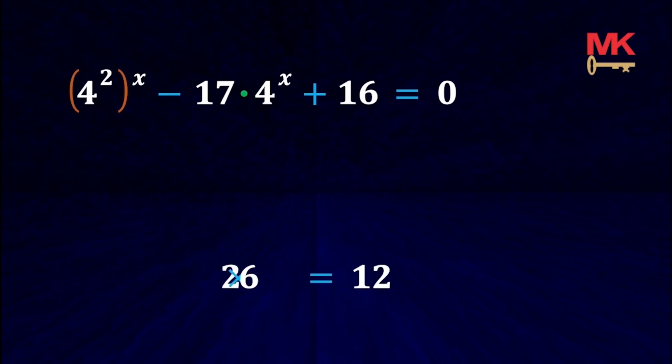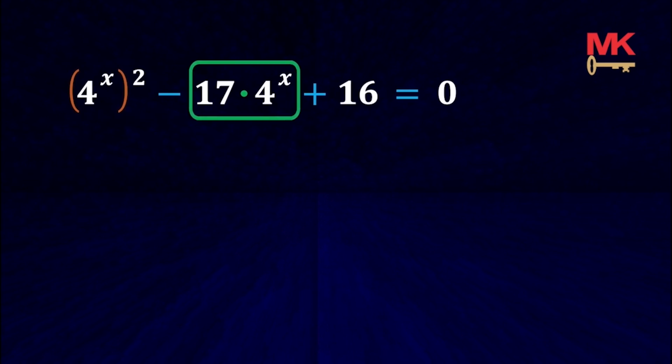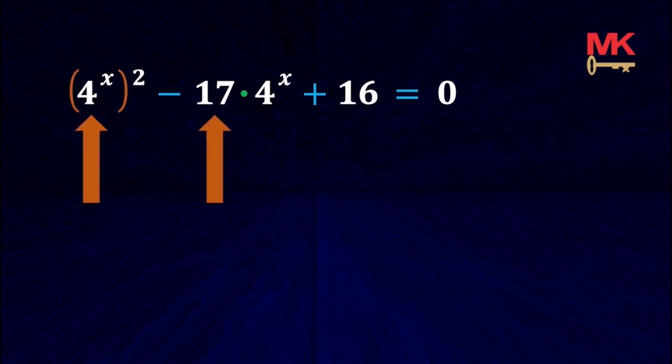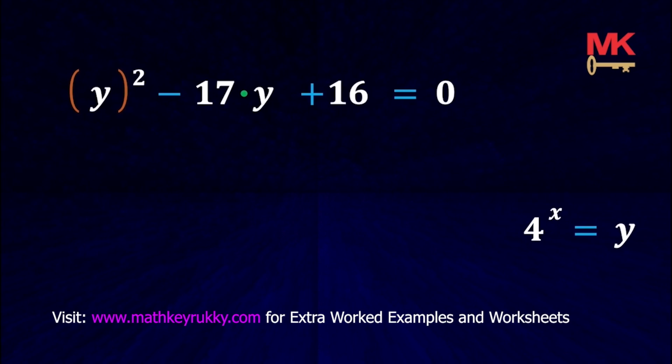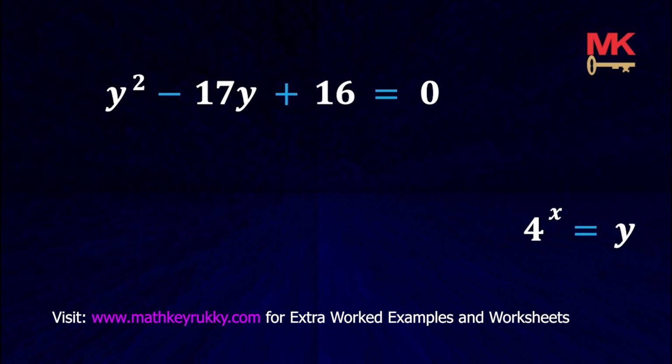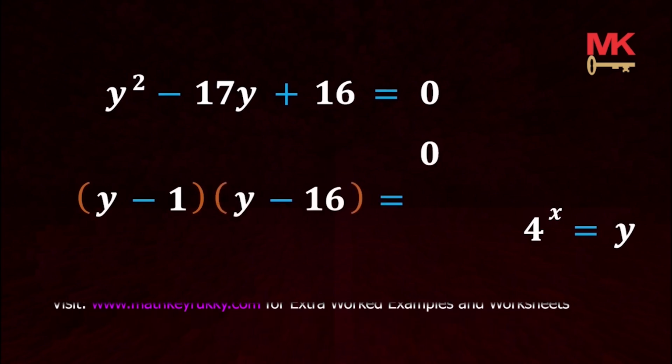Since multiplication is a commutative operation, it will not be out of place at all to swap the positions of the exponents. Now we can see that there is really a common 4 exponent x between the first term and the second. Now that we have a common 4 exponent x, let's assume that 4 exponent x is equal to y. So we replace 4 exponent x to get this new equation, which is now the normal quadratic equation we all know. And after factorization, it becomes y minus 1 in bracket multiplying y minus 16 in bracket equal to 0.